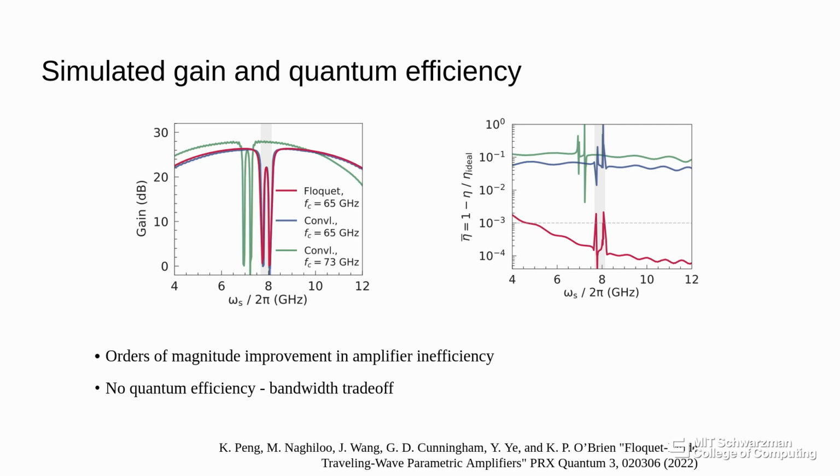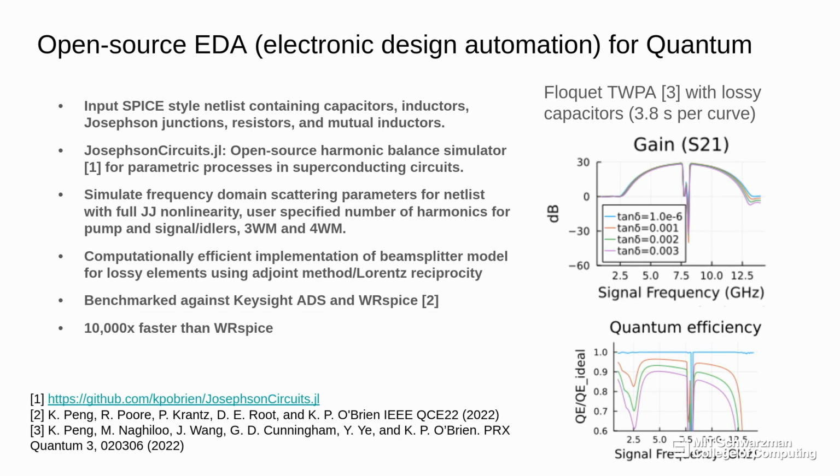When we simulate the response of this device, we see that the quantum efficiency is improved, or we can call it quantum inefficiency. It's improved by orders of magnitude when we implement this Floquet scheme. And there's no trade-off in bandwidth.